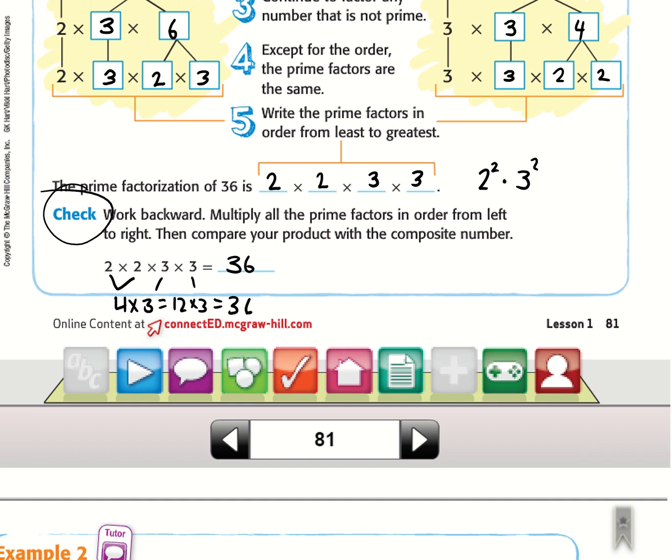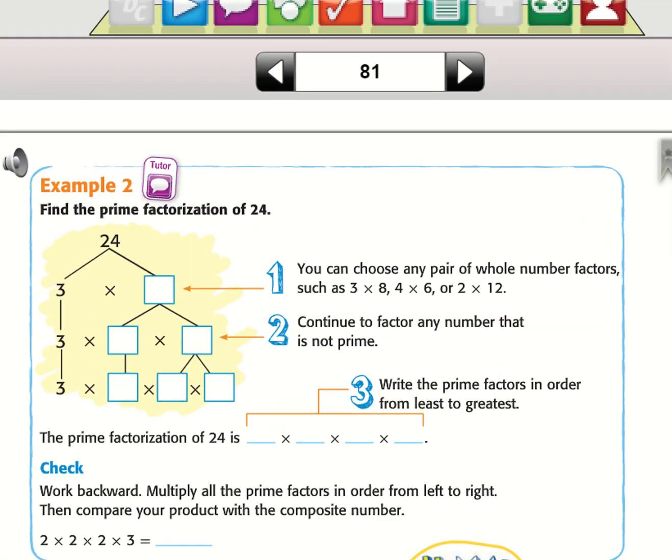So we're going to move on to example 2. We have to find the prime factorization of 24. So 24, the book already gave us 3. So I know 3 times some number equals 24. I know that's going to be 3 times 8 equals 24. Now, just a heads up, you can do multiple different options. You can do 3 times 8, 4 times 6, or 2 times 12. Whichever one, they're all going to give you the same answer at the end. But what we are working with is the 3 times 8.